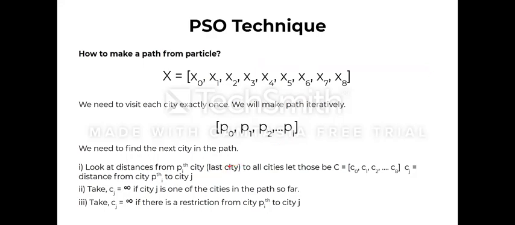Now we can look at the distances from the Pi city to all other cities. Let those distances be this vector, where the quantity Cj denotes the distance from the Pith city to the jth city. We can take Cj to be infinity if the city is already in the path, because we cannot visit a city twice. We can also take Cj to be infinity if we have a restriction from the Pith city to the jth city.